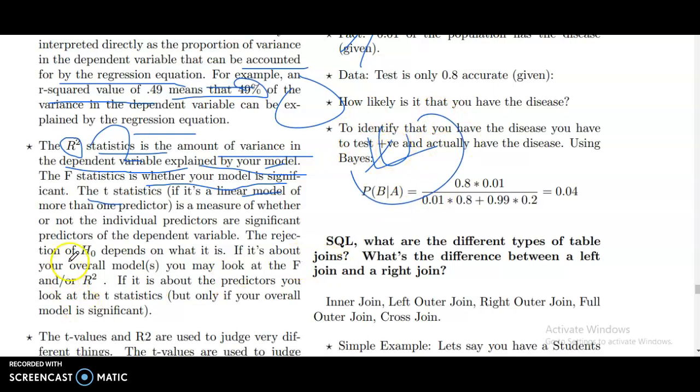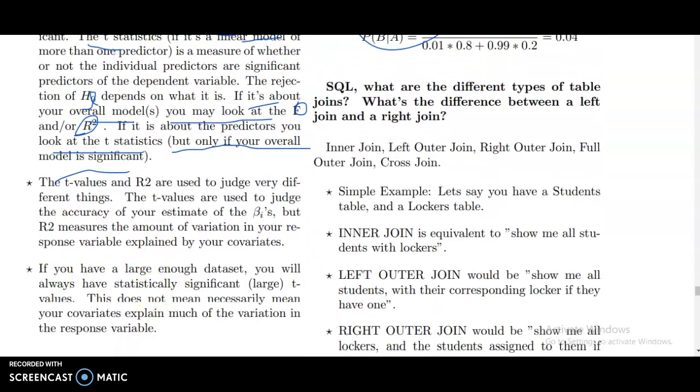The rejection of H naught depends on what it is about. If it is about your overall model, you may look at the F and/or R square. If it is about the predictors, you look at the T statistic, but only if your overall model is significant.